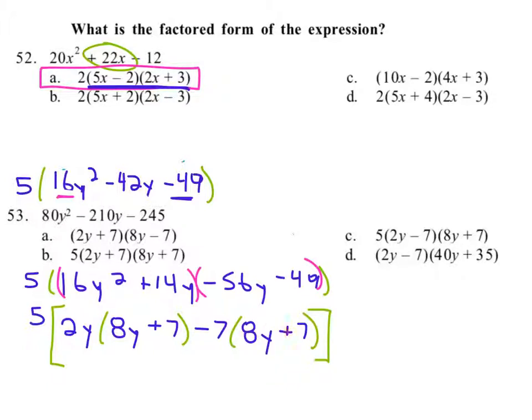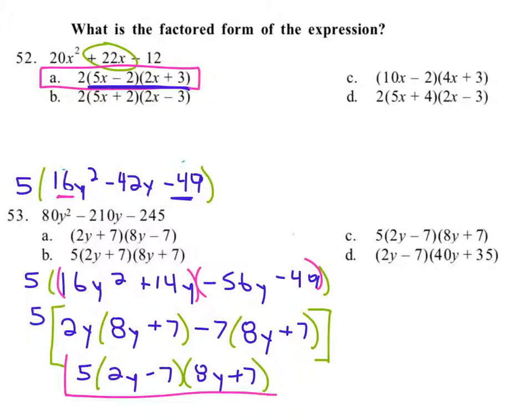And that's a good sign because we have the same term twice there. So what do we get? As our final answer, we get 5 times the first term that we factored out, 2y, and the second term we factored out, 7, times whatever we had left, 8y plus 7, and that's what we've got. So we've got 5, and let me box this. 5 times 2y minus 7 times 8y plus 7, and that is choice C.